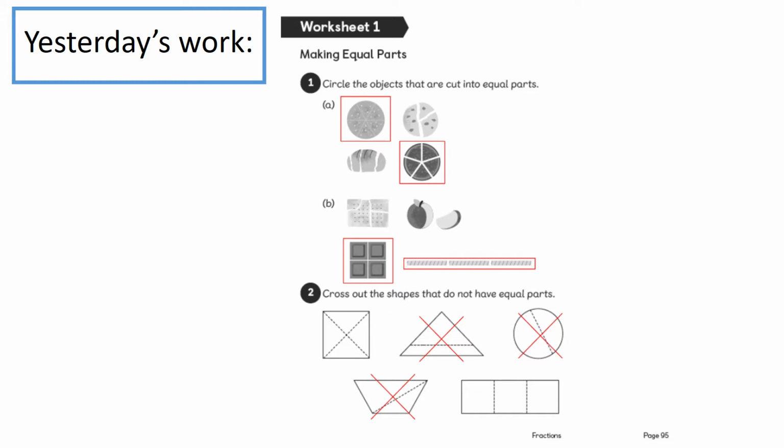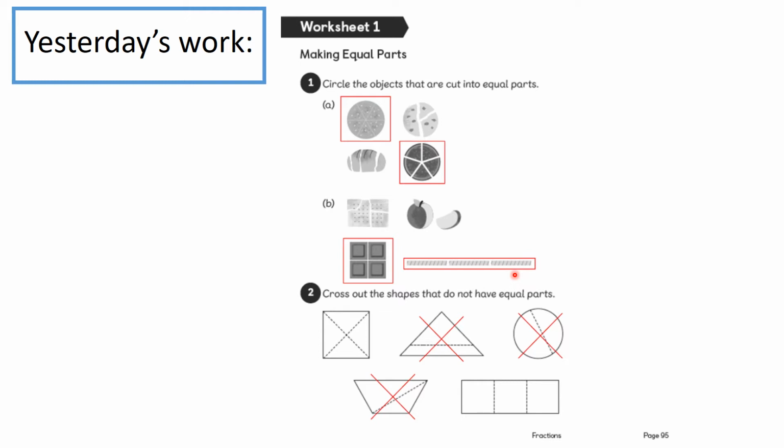So yesterday we were making equal parts, and in question 1 we needed to circle the objects that are cut into equal parts. So we should have circled this one here because we can see there are 1, 2, 3, 4, 5, 6 equal parts. We should have circled this one here. There are 1, 2, 3, 4, 5 equal parts. We should have circled this one here where there are 4 equal parts, and then this one here as well because there are 1, 2, 3 equal parts.